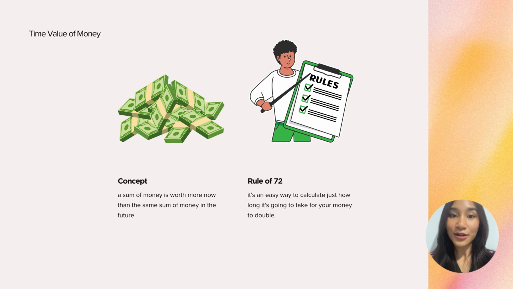Now let me introduce you to a handy tool in the financial toolkit, the rule of 72. This formula is a quick and useful way to estimate the number of years required to double an investment at a given annual rate of return. It can also work in reverse, helping you compute the annual rate of compounded return from an investment based on how many years it takes to double.